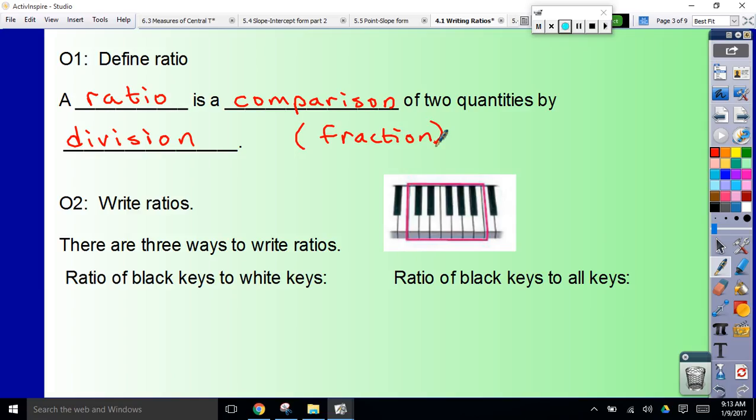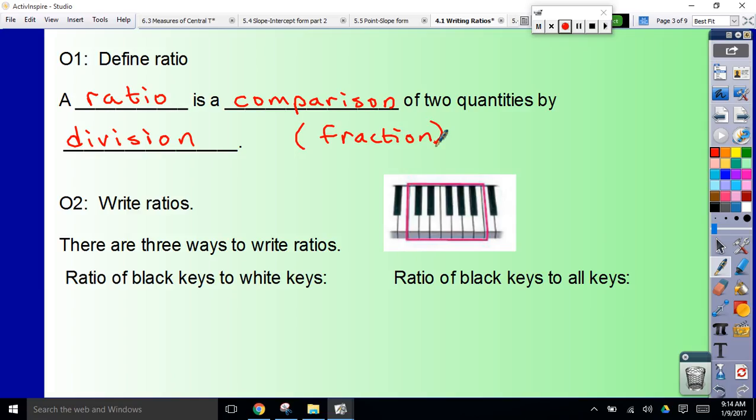Okay, this leads us right into objective 2, which is writing ratios. There are 3 ways that we can write ratios, so we're going to look at all 3 of them, even though there's only one we'll be primarily using. So we have a little cutout of a piano keyboard, and we have a red box around just part of it. Piano keyboards repeat in patterns of 2 and 3 black keys, which keep repeating over and over again. So if any of you have played the piano, you know that's how you find what the white keys are, is by the configuration of black keys.